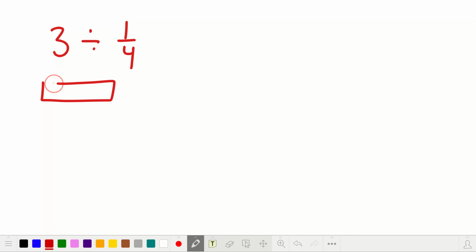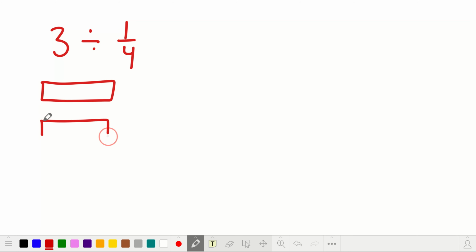All right, so we're going to start by dividing whole numbers by fractions, and we're going to be using a model for each one. So this says 3 divided by 1/4. What I want you to think about is this is really asking how many 1/4 are there in 3 wholes. So for our picture, let's start by drawing 3 wholes.